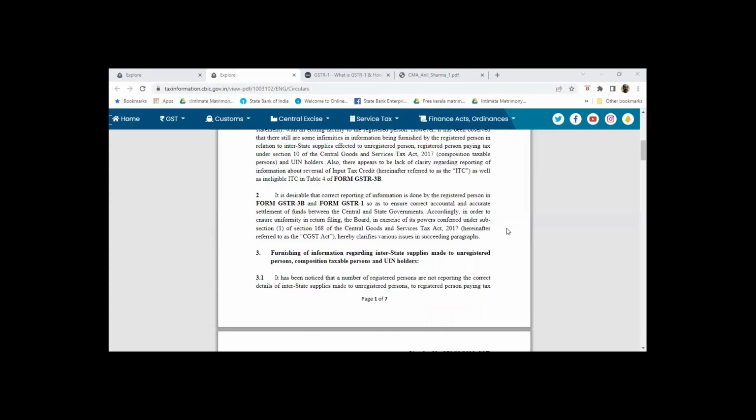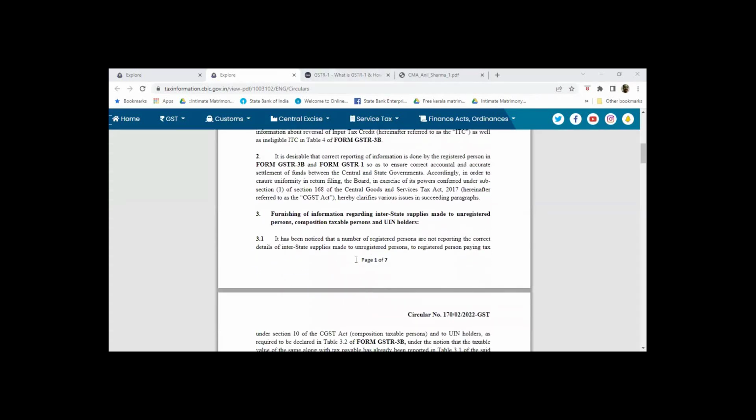In order to ensure uniformity in return filing, the board clarifies various issues in these paragraphs. Let us see the issues which are resolved. First one is furnishing of information regarding interstate supplies made to unregistered persons, composition taxable persons and UIN holders.